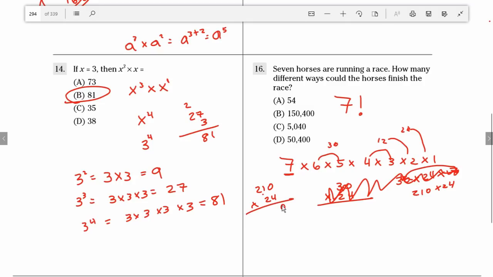4 times 0 is 0. 4 times 1 is 4. 4 times 2 is 8. Bring down a 0. 2 times 0 is 0. 2 times 1 is 2. 2 times 2 is 4. Let's add. 0 plus 0 is 0. 0 plus 4 is 4. 8 plus 2 is 10. Carry the 1. 1 plus 4 is 5. So 5,040 different ways you can arrange those.